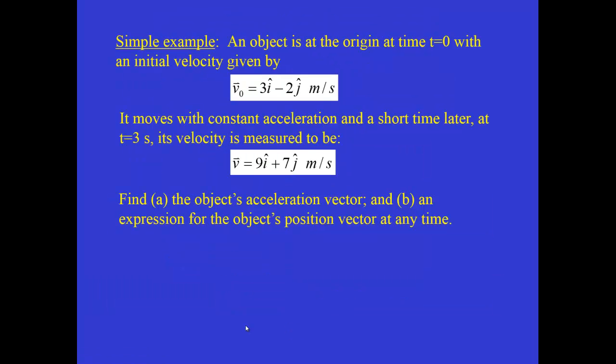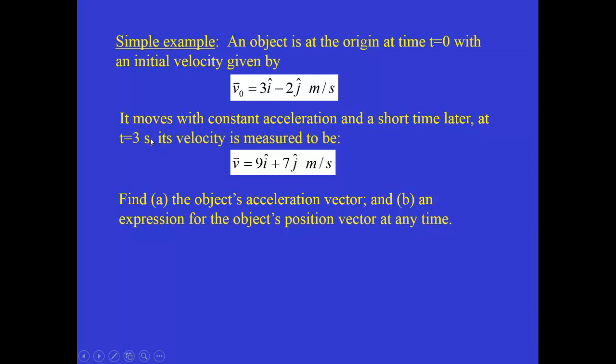Alright, we'll finish up with a simple example that just presents the kind of problem that you might see on your homework. So an object is at the origin at time t equals 0 with an initial velocity given by this vector here. Alright, so we have an i component and a j component in units of meters per second. And we might be told that it moves with constant acceleration, which is the hint that we can use those equations that we've just discussed.